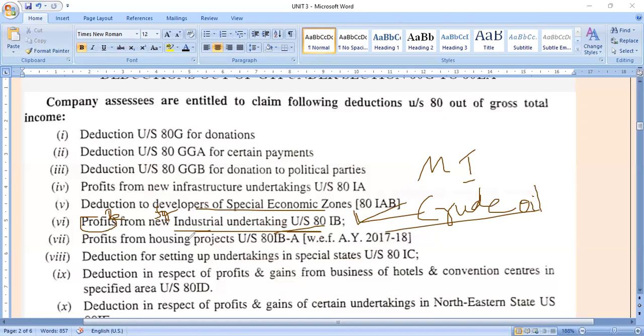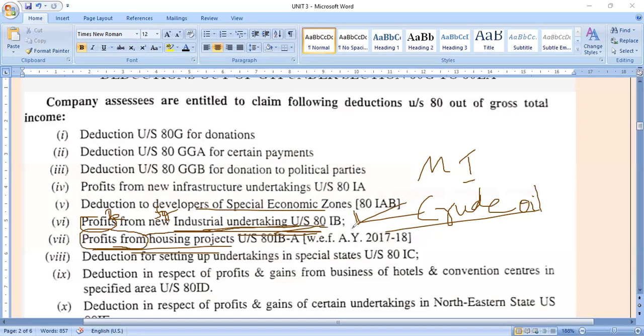Okay. Now next one. Similarly here also in industrial undertakings, different things are there. That is hilly areas, likewise in hill stations, different kinds of things are also involved. But as far as you are concerned, you just write this. Then the next one is profits from housing projects. This is not profits. See, this also you write off.